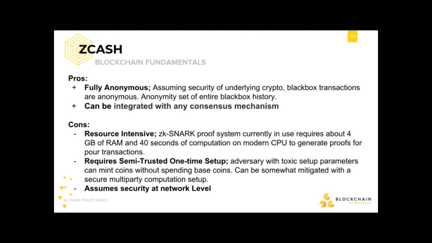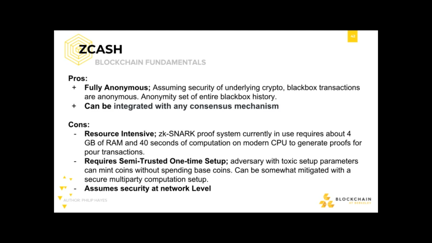It takes a long amount of time to generate your proofs. It takes like 4 gigabytes of RAM and like 40 seconds of computation on your CPU to generate a proof. And it also requires this semi-trusted one-time setup. Assuming that the people who did the setup didn't collude with each other, everything's okay, but you're still trusting them, and you don't necessarily want to have trust in a trustless system.